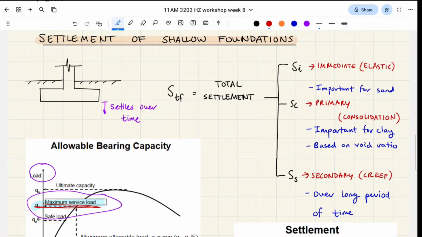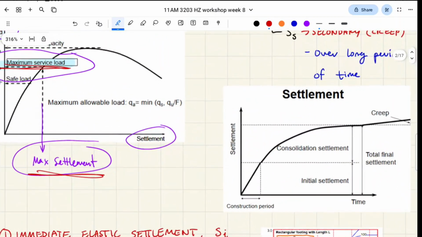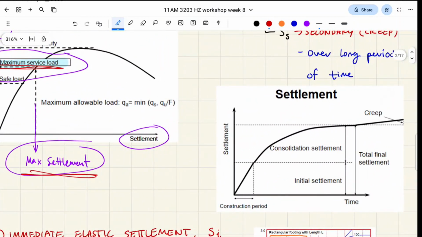You can say this happens within like 28 days, just to give you a number, right? And then for secondary or creep settlement, this is your very long-term settlement. So it could be in the range of like 5 years, 50 years, something like that, right? So yeah, and it kind of plateaus. So I'll show you a graph, right? That's how it's broken up.